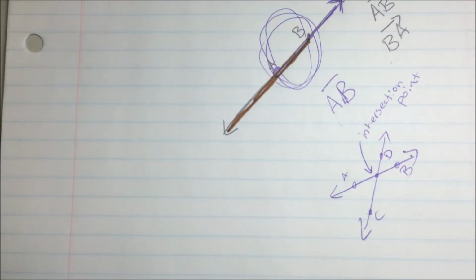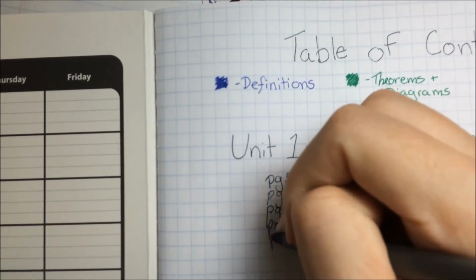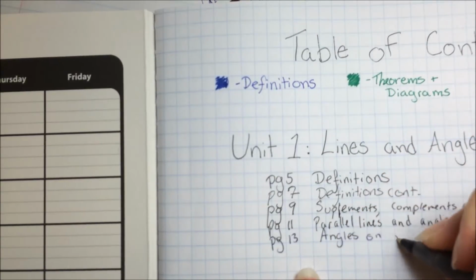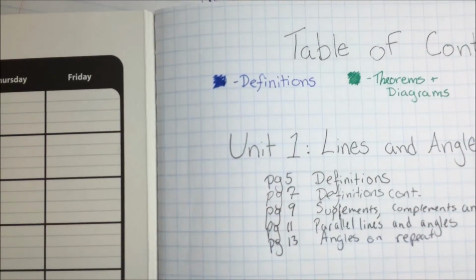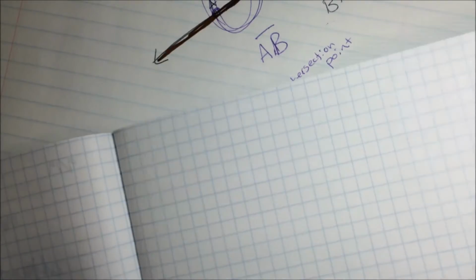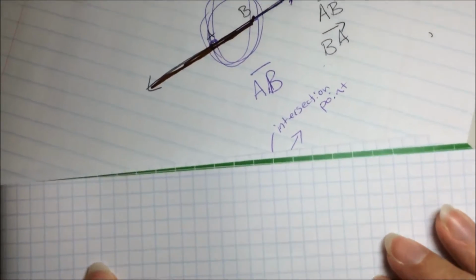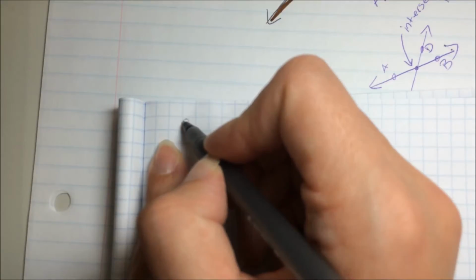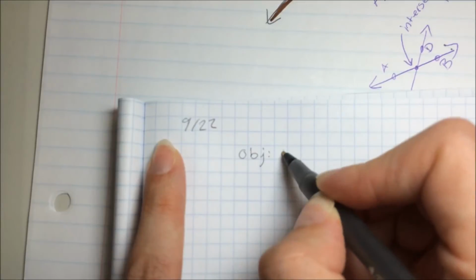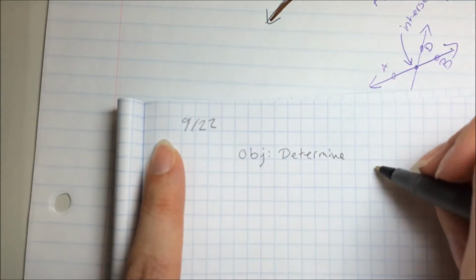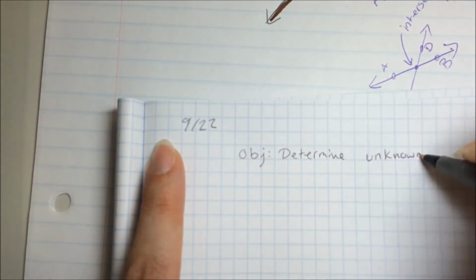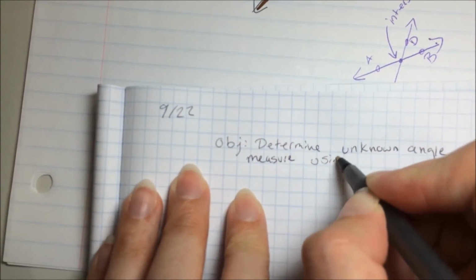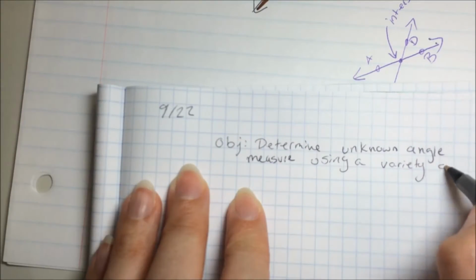So, notes for today are going to be page 13. And it's going to be angles on repeat. Because we're still struggling with ideas about angles. Like, we're really struggling with angles on repeat. Okay, so, page 13. And today's the 22nd. Our objective is to determine unknown angle measure using a variety of methods.